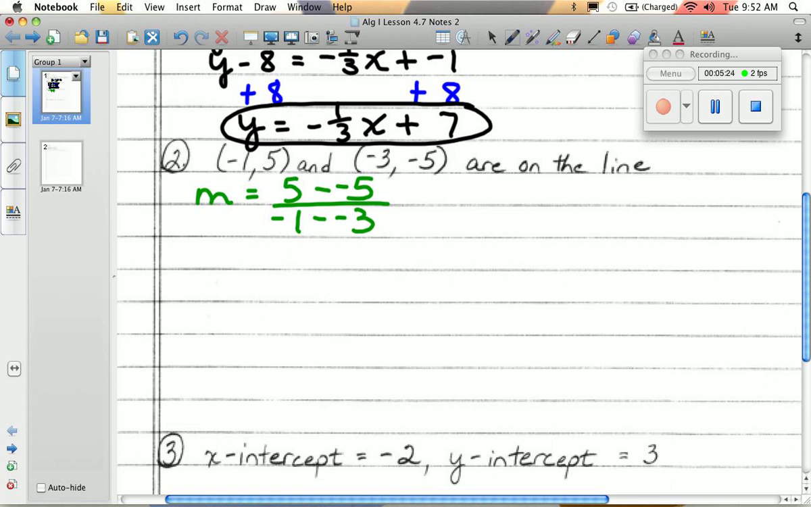We want to make sure we have a good setup to start with here. So starting with, in other words, basically call this our y sub 2, and this is our y sub 1, this is our x sub 2, this is our x sub 1. Okay, so change it to add the opposite.